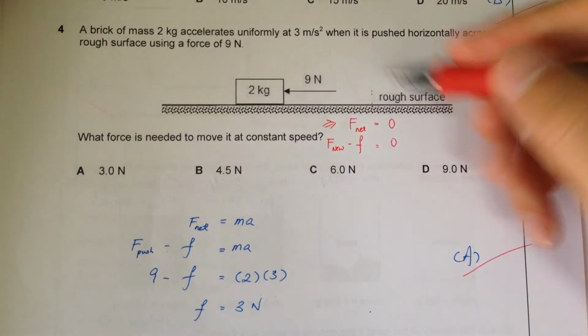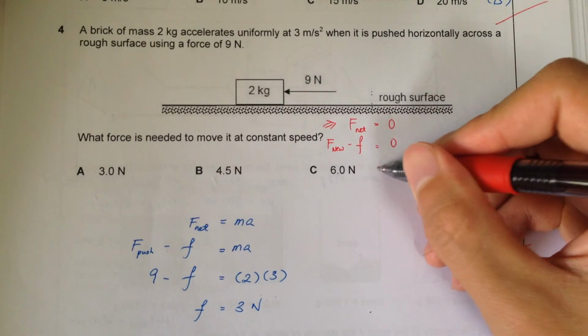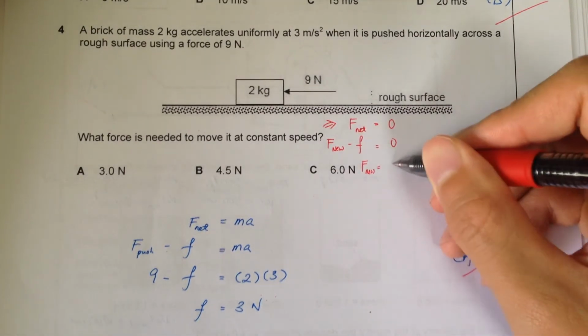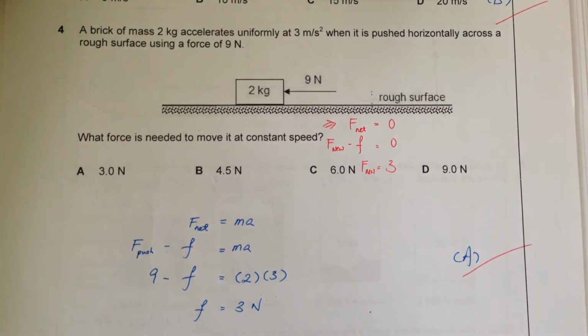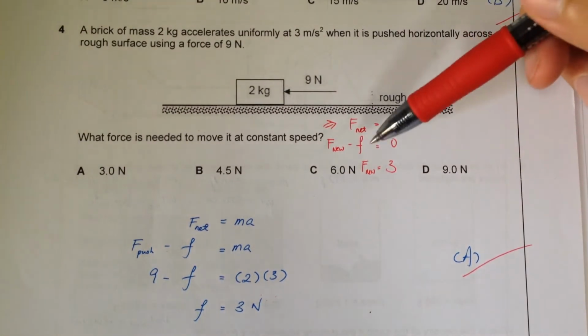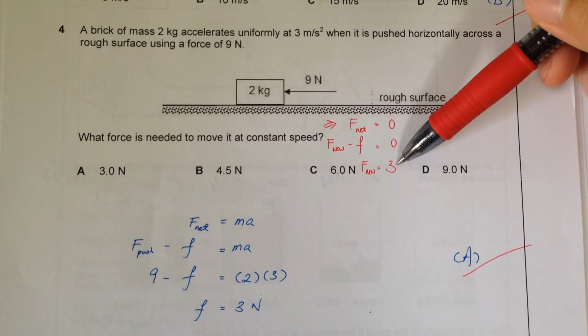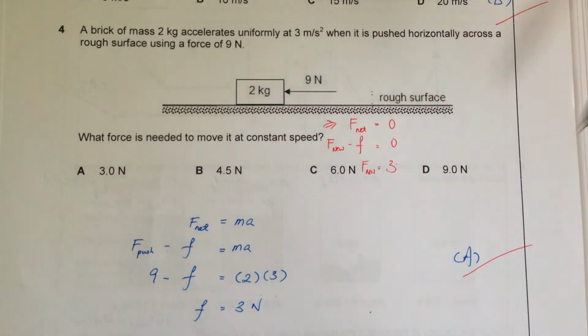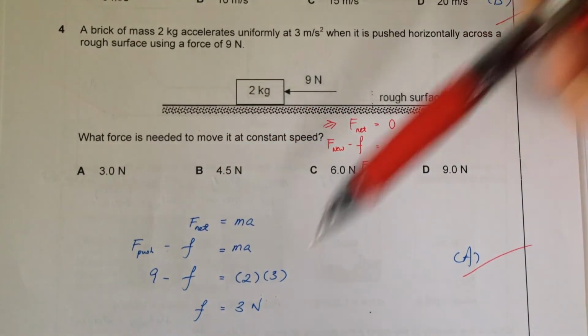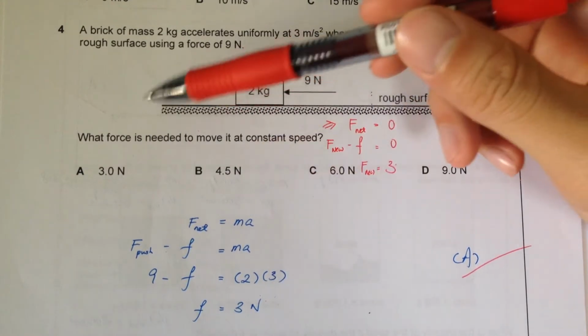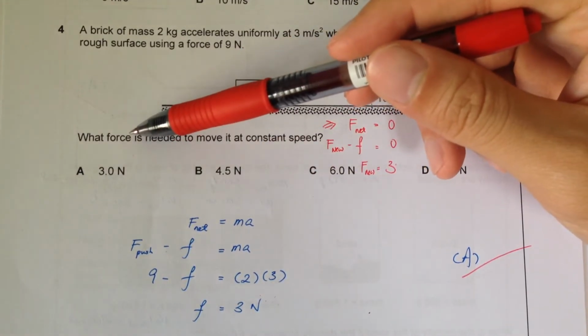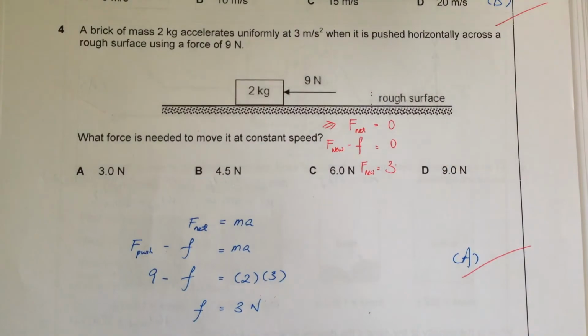So what happens is that because now your net force is 0, your new pushing force must be the same as your frictional force. So that's why it is still 3 Newton. Okay? So just by finding out the frictional force, you can actually answer what the new pushing force must be.